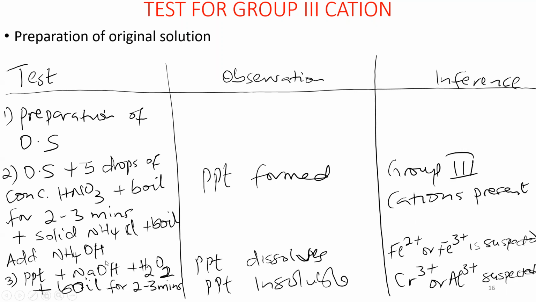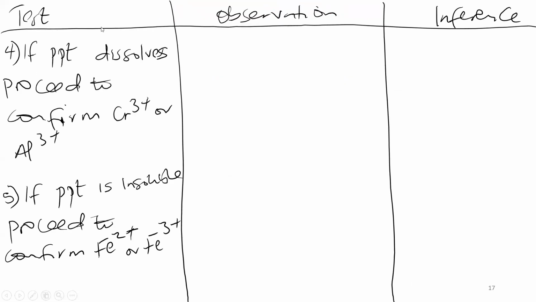Now, to the precipitate formed, if you add sodium hydroxide and your hydrogen peroxide and you boil for 2 to 3 minutes, if the precipitate dissolves, then you are going to suspect iron 2 or iron 3. But if the precipitate is insoluble, then you suspect chromium or aluminum. Note, why do we boil the precipitate? It is to see if the precipitate will dissolve or be insoluble. Now, if the precipitate dissolves, we proceed to confirm chromium or aluminum. The observation and inference are all inside your manual.